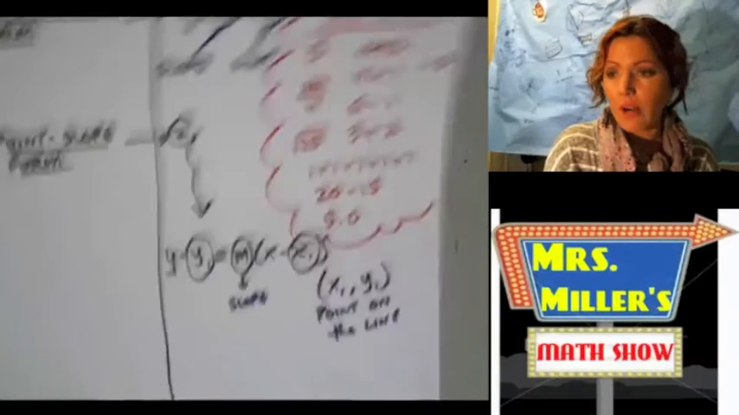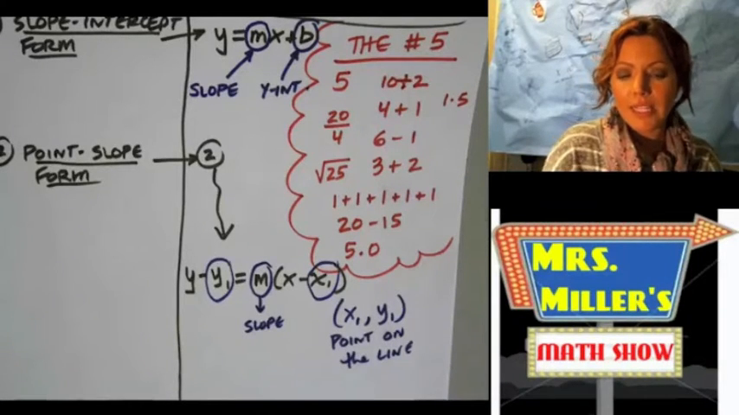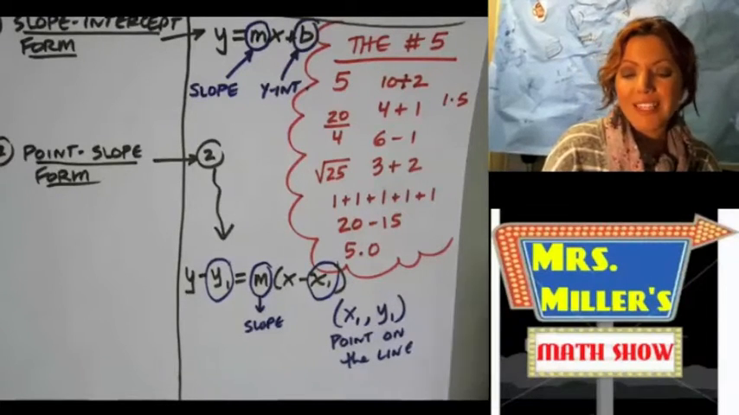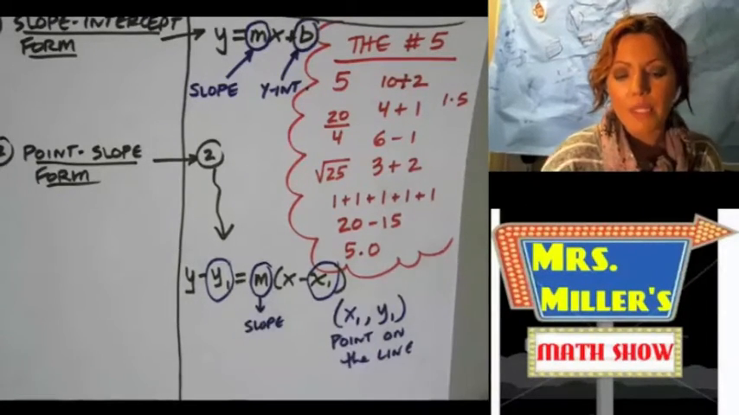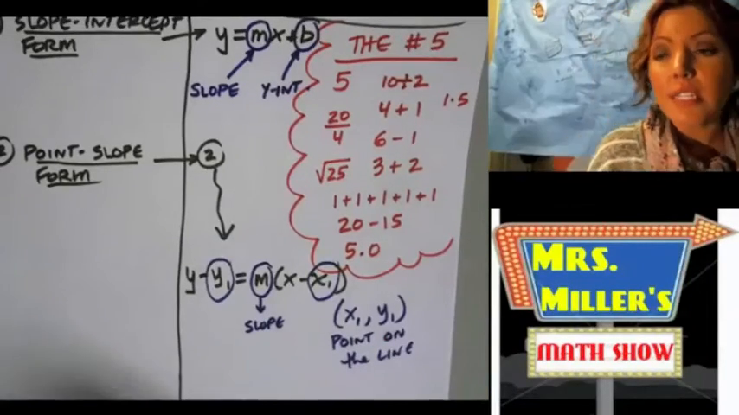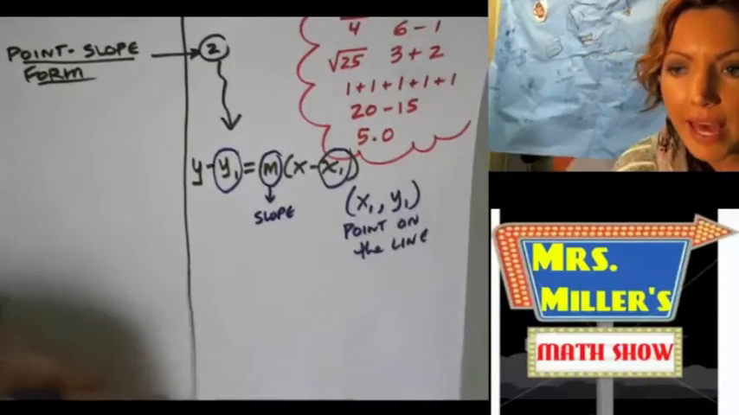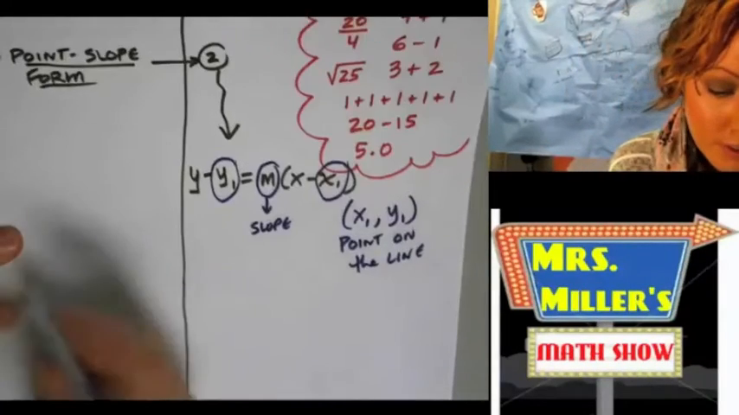But they both look different, right? In slope-intercept form, we have an m and a b. The only thing they have in common is the y, x, and m. But this one has an x1, y1, and this one has a b. They're a little different. Here is the next one that tends to throw people all the way off. That is standard form.